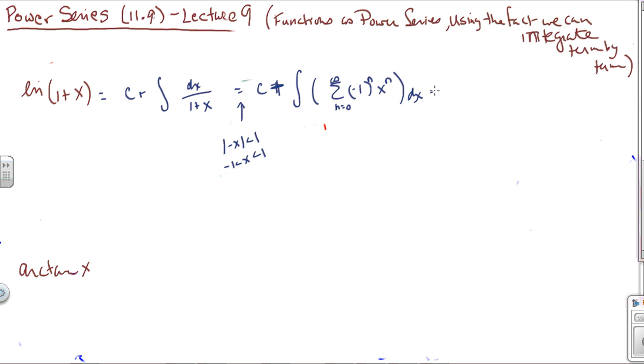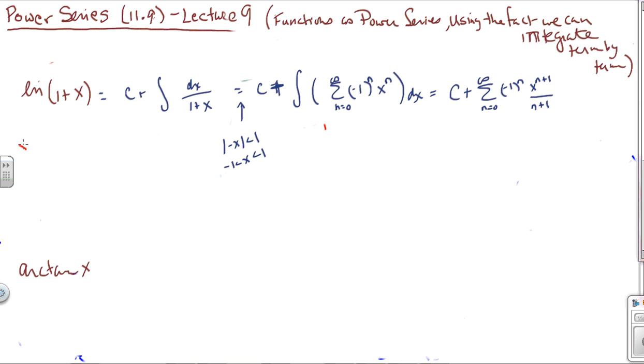And the big theorem last time was that we can differentiate and integrate that term by term. So it's going to be the sum of what we get as the integrals. Well, negative 1 to the n is just a constant, so I get x to the n plus 1 over n plus 1. And of course now we can solve for c by plugging in the appropriate values of x.